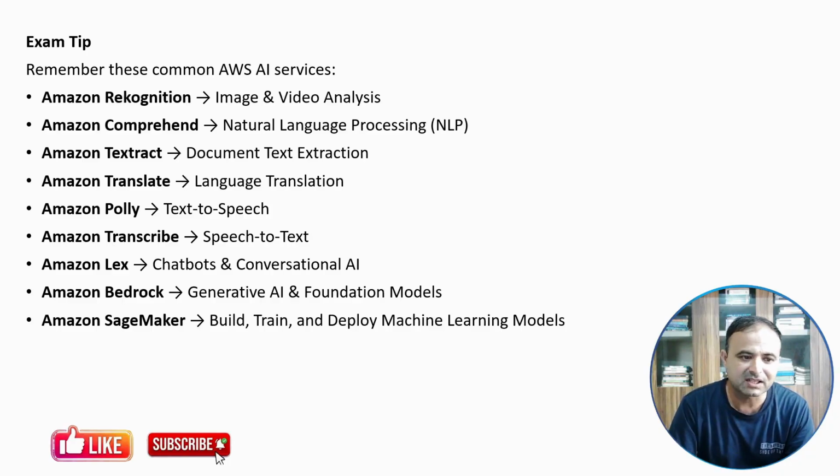So these are the important, useful tips. You should be clear on what Amazon Rekognition is: image and video analysis. Amazon Comprehend: natural language processing, NLP. Amazon Textract: document text extraction. Amazon Translate: language translation. Amazon Polly: text to speech. Amazon Transcribe: speech to text. Amazon Lex: chatbot and conversational AI. Amazon Bedrock: generative AI and foundation models. Amazon SageMaker: build, train, deploy machine learning models. That is useful and important for you to clarify this.